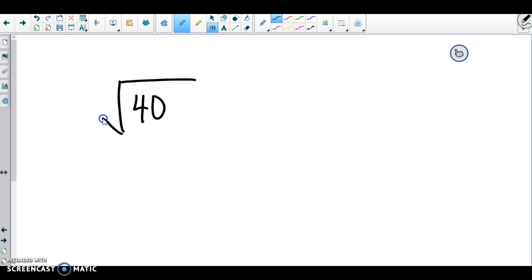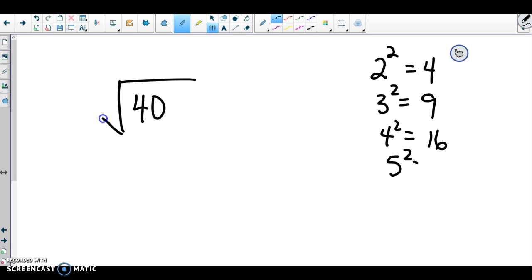Now remember, my perfect squares would be like 2 squared, which is 4, 3 squared, which is 9, 4 squared, which is 16, 5 squared, 25, and so on. So, taking a look here, 40 is divisible by 4. So if I break up the 40 into 4 times 10, I do have a perfect square.